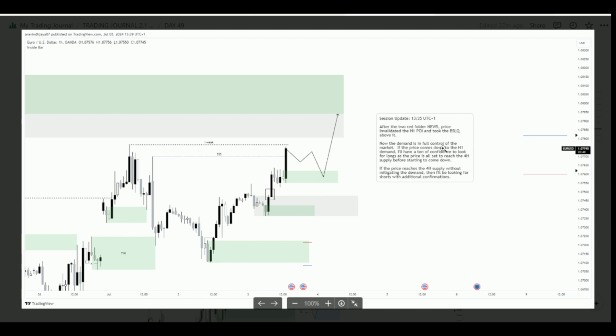Now the demand is in full control of the market. If the price comes down to the H1 demand, I'll have a ton of confidence to look for longs, as the price is also yet to reach the 4 hour supply before starting to come down. So this is the 4 hour supply. If the price reaches the 4 hour supply without mitigating the demand, then I'll be looking for shorts with additional confirmations. What are the conditional confirmations? Order flow shift. Once the price takes out this weak internal high and comes here, I'll be looking for shorts. Simply saying, I'll be playing the internal pullback with the fractal structure in support.